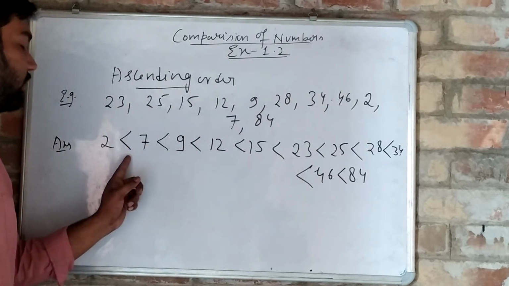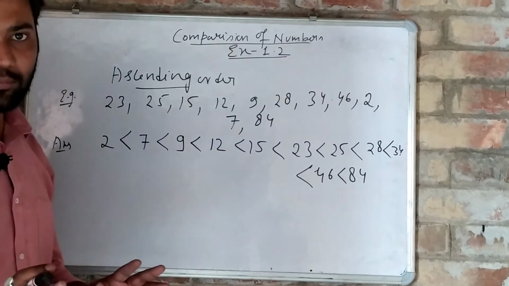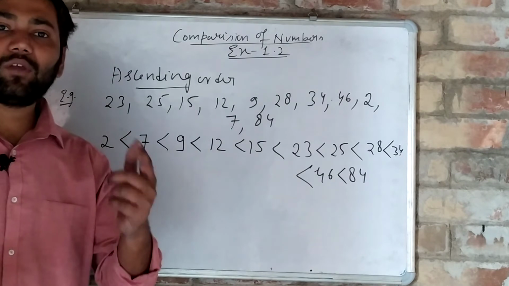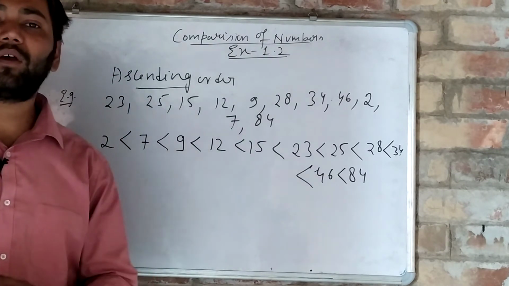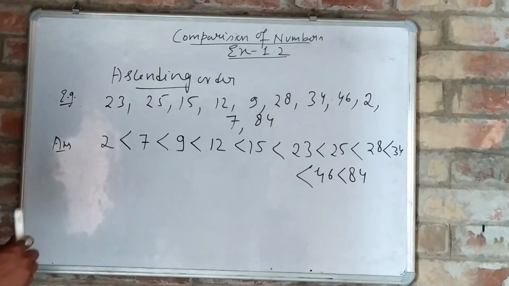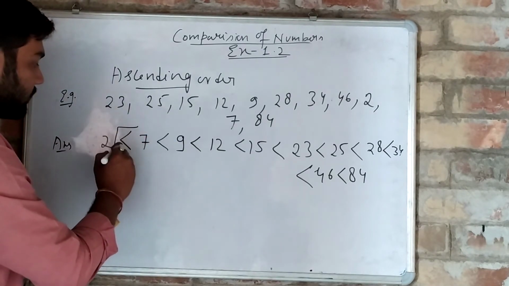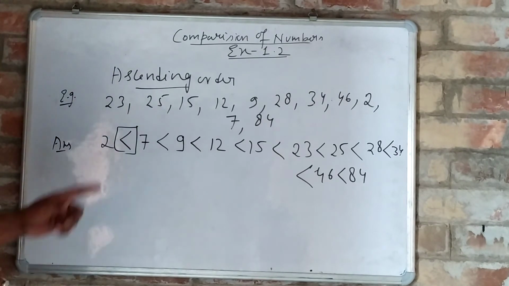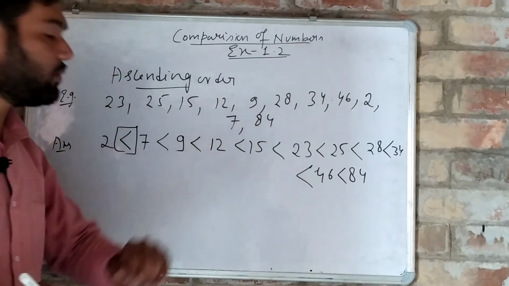Okay, so I think now you have no problem while picking the sign, where we have to put what sign. Now it is very clear to you all. Okay, when we are arranging in ascending order, the symbol will be this, okay, and we will arrange from smaller to greater, the symbol will be this.